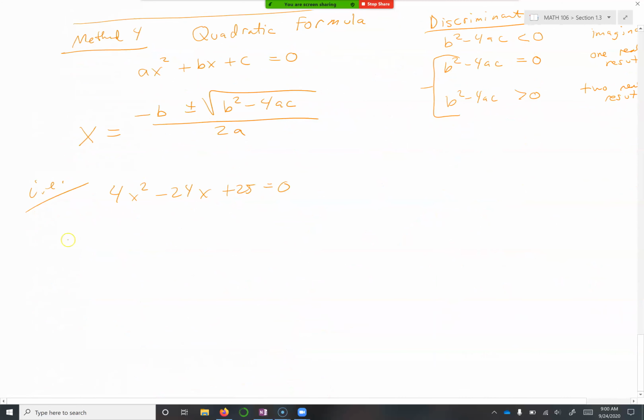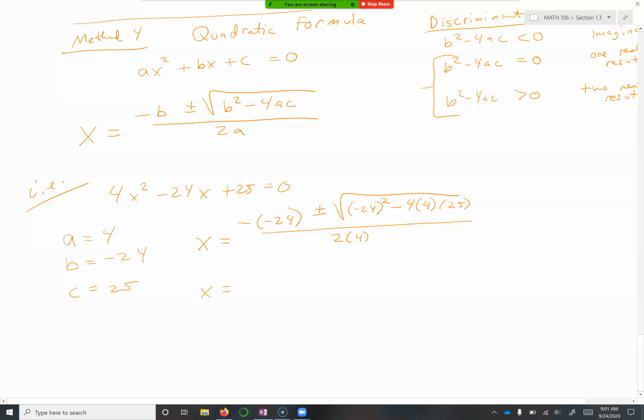is identify a, b, and c. So a in this case is 4. For b, now you have to include the sign, so it's negative 24. And then c is positive 25. All right, seems easy enough. So let's plug everything in. The first term is negative b, so I'll write this out the first time just so you can see that you have to include both negative signs there. Plus or minus the square root of, so we're going to square b, minus 4 times a, which is 4, times c, 25, all over 2 times a, which is 4.